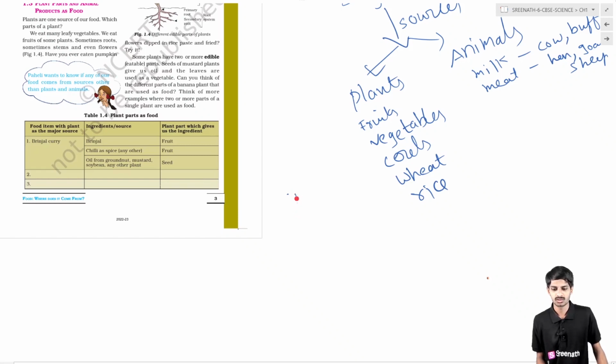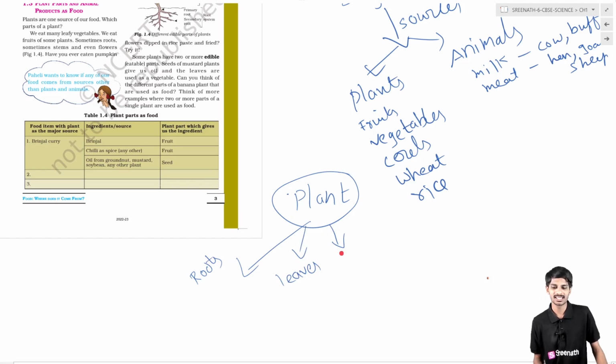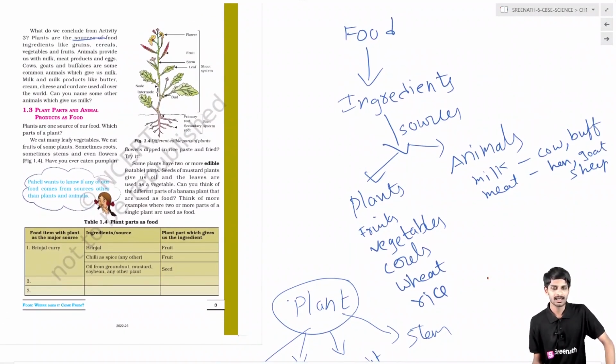If there is a plant, it has different parts: roots, leaves, fruit, stem, seeds, like that. So a plant has different parts, and we eat different parts of plants, and we take different animal products as food.